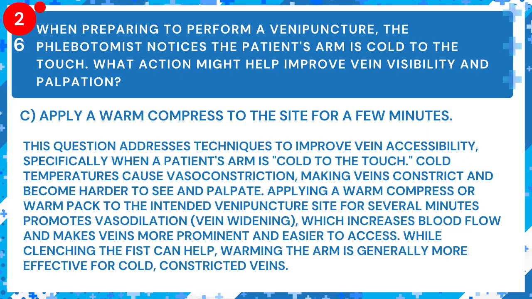Answer: C. Apply a warm compress to the site for a few minutes. Explanation: this question addresses techniques to improve vein accessibility, specifically when a patient's arm is cold to the touch. Cold temperatures cause vasoconstriction, making veins constrict and become harder to see and palpate. Applying a warm compress or warm pack to the intended venipuncture site for several minutes promotes vasodilation, vein widening, which increases blood flow and makes veins more prominent and easier to access. While clenching the fist can help, warming the arm is generally more effective for cold, constricted veins.